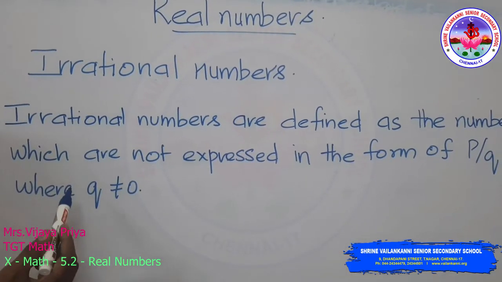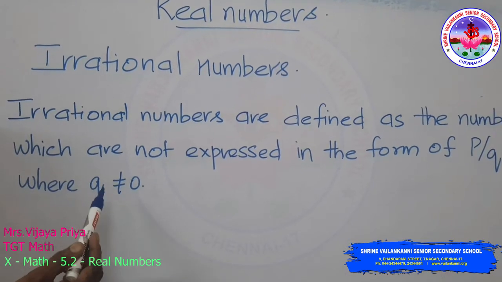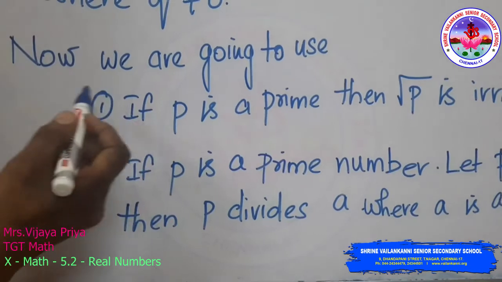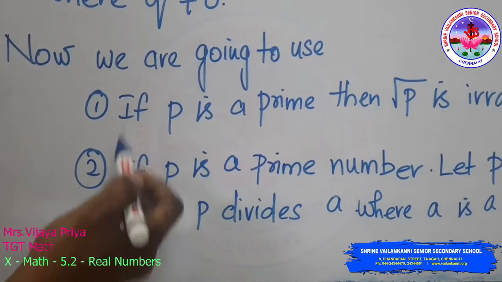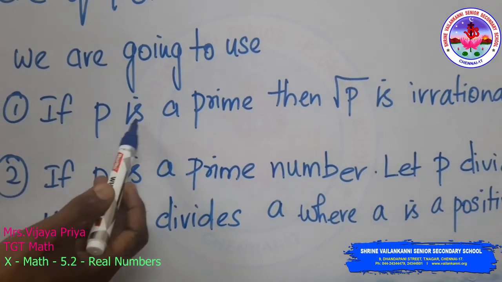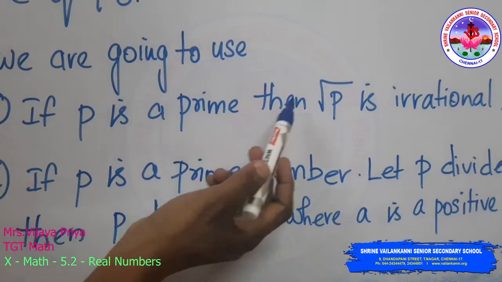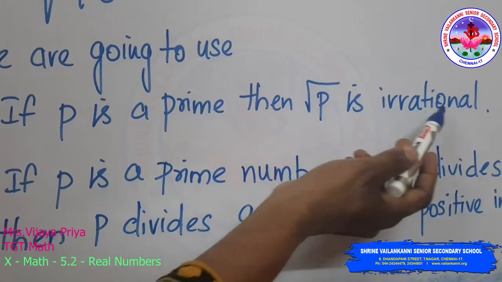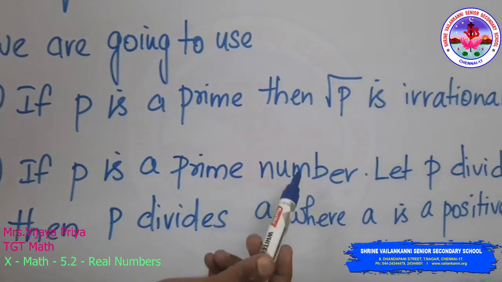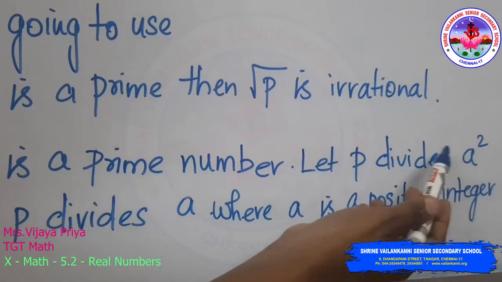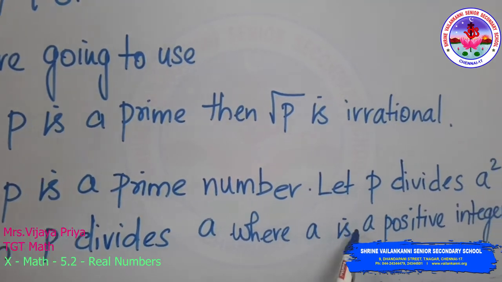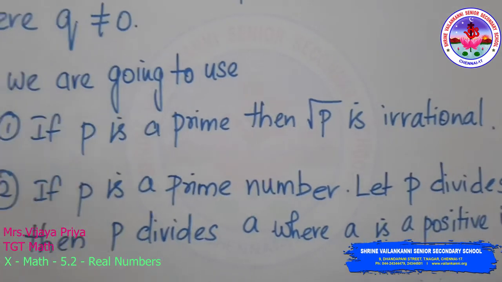In this exercise, we are going to give a proof for how numbers become irrational numbers. Now we are going to use the following two properties in this exercise. The first property is, if p is a prime number, then square root of p is irrational. The second property is, if p is a prime number and p divides a squared, then p must also divide a, where a is a positive integer.